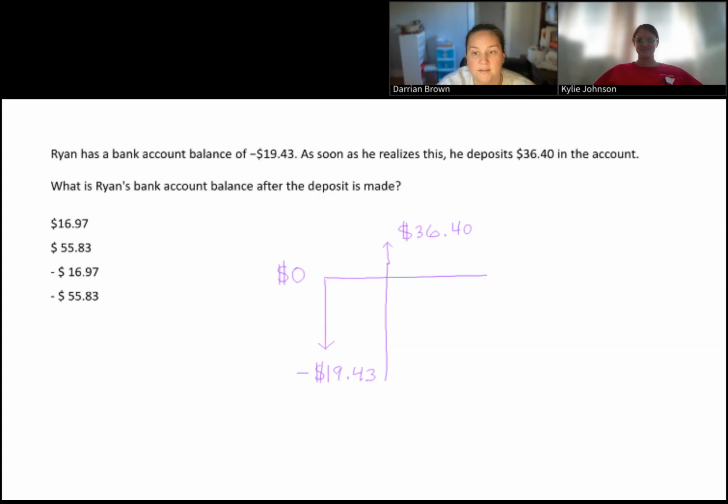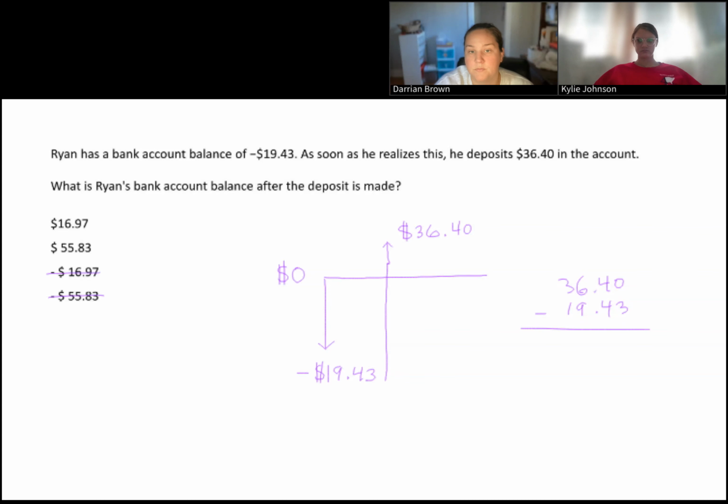Good, Kylie, Talia. Yes. So our answer will definitely be positive. So we can mark these two out because they're negative. And then to find it exactly, Kylie, we know that the total cannot be 55 because he doesn't even deposit that much money. He was already in the negative. But if you didn't know that, you could just subtract the two numbers. So we could take 36.40 and subtract 19.43. If you don't have a calculator, you can do it the long way.